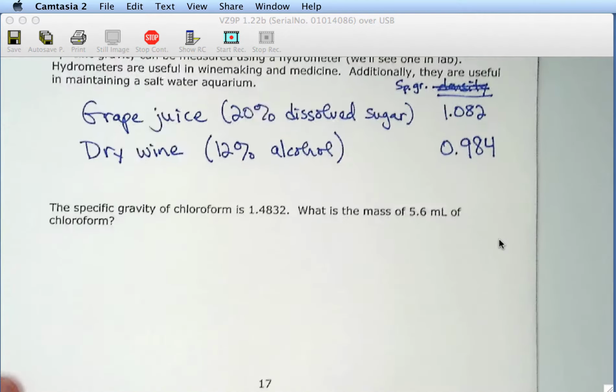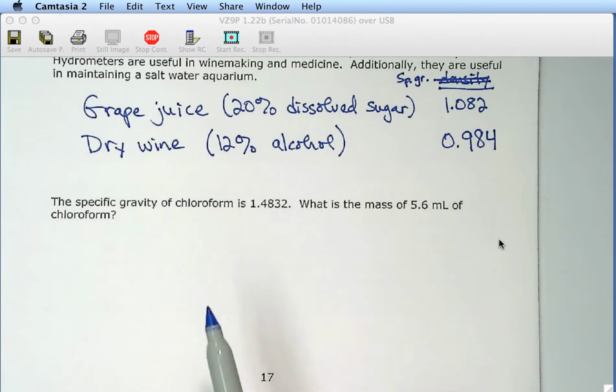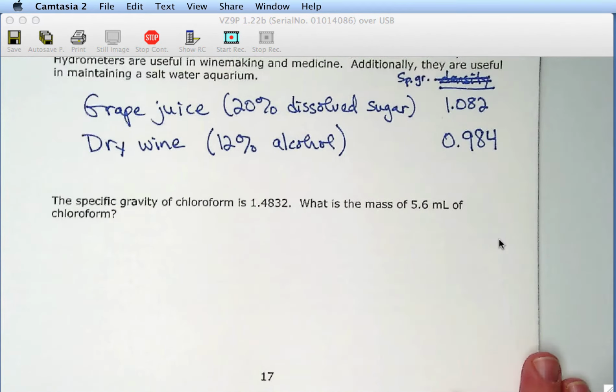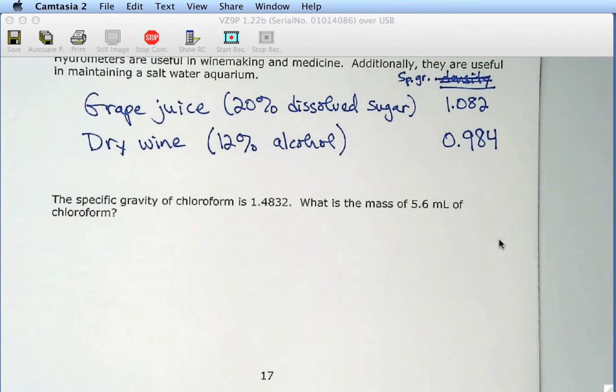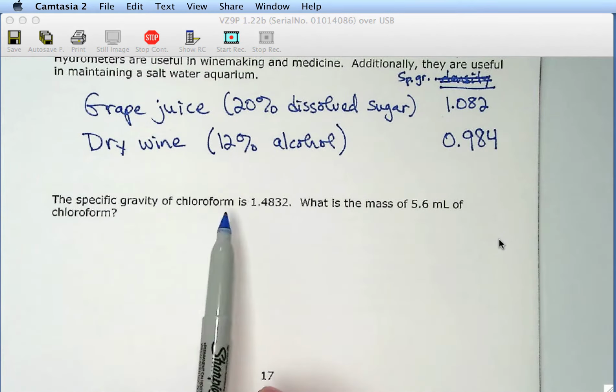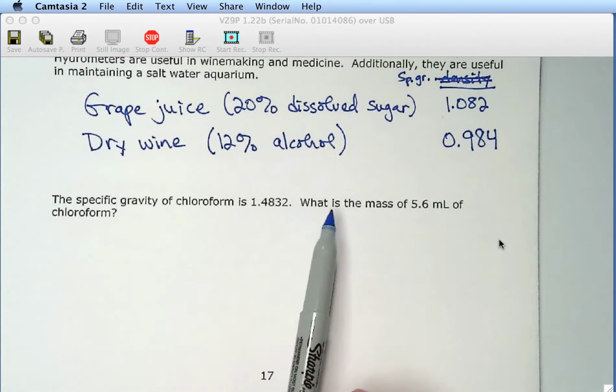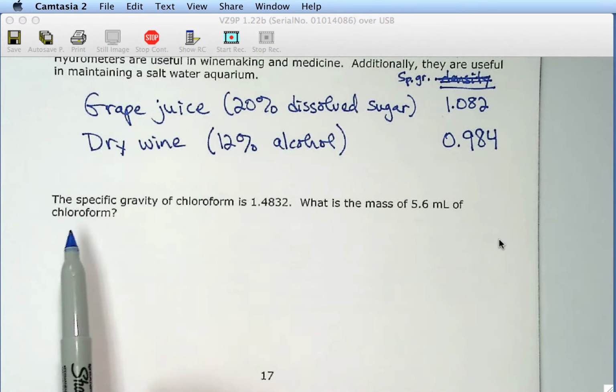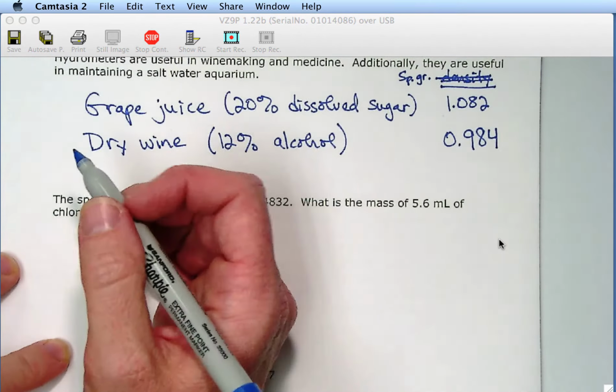In terms of what we're going to see for problems involving specific gravity, a lot of students are thrown off because their units are not there on specific gravity. So, like this problem, the specific gravity of chloroform is 1.4832. What is the mass of 5.6 mL of chloroform? Really, specific gravity is density without units. So you can very quickly convert it back to density if you just put the units on it.